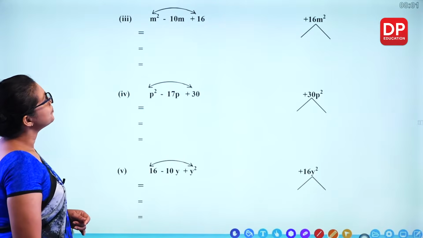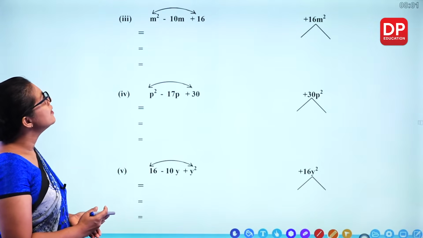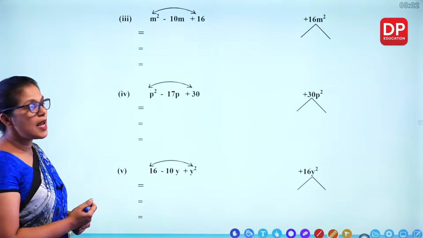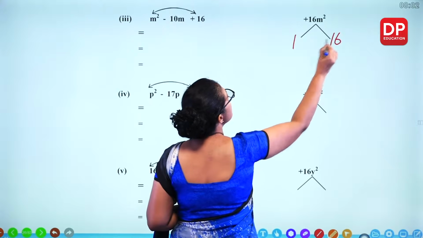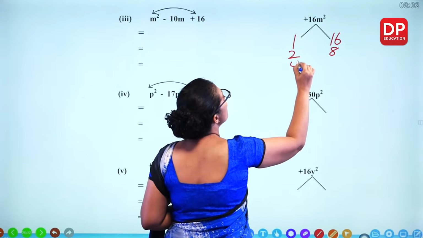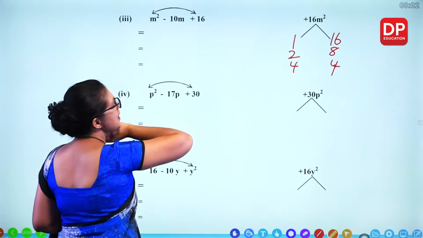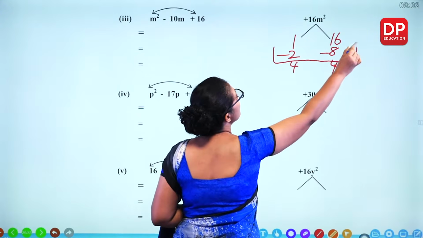This one, all the terms in order: square term, then the single term and the constant. 16m squared. What are the factors? 1 and 16, 2 with 8, 4 and 4. Middle term is negative 10. So we have to select the appropriate one.